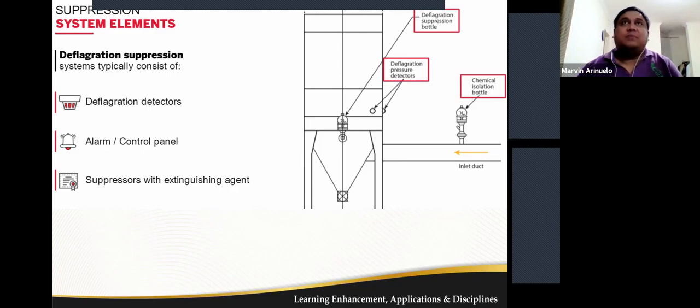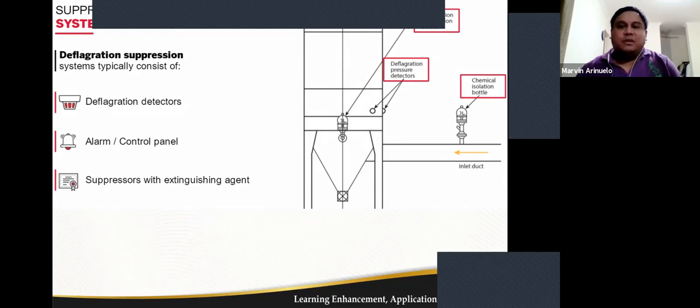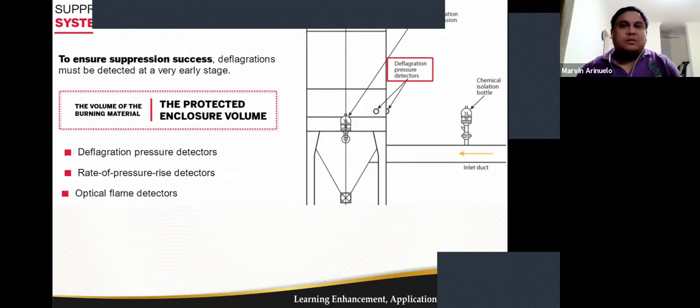So some sudden pressure will be detected. It is a pressure sensitive device and it will actuate your suppressing agent. Okay, so that's a very, very simple phenomenon that's happening here to avoid explosion.